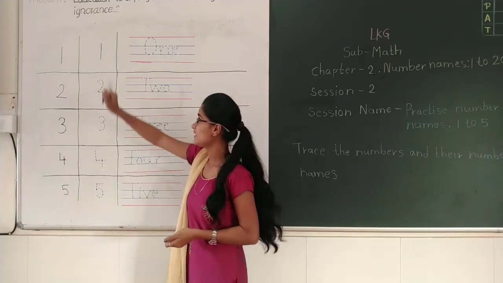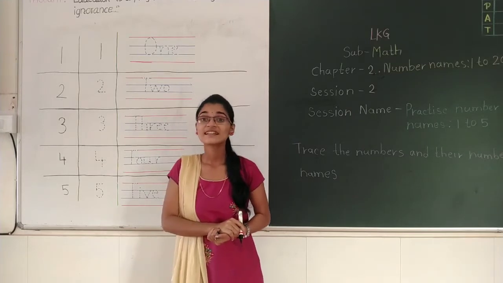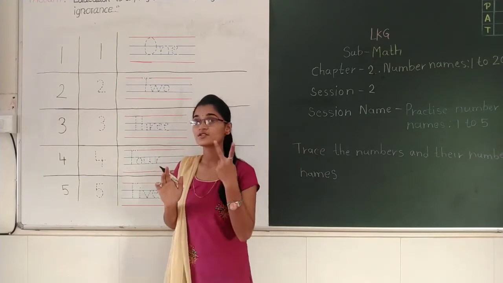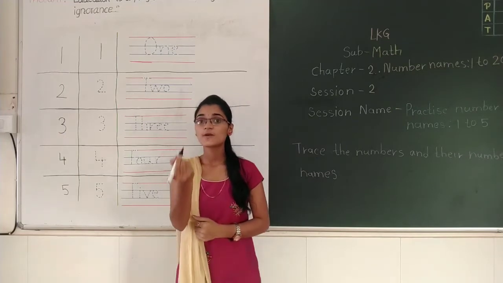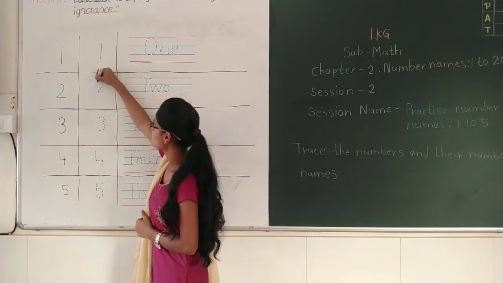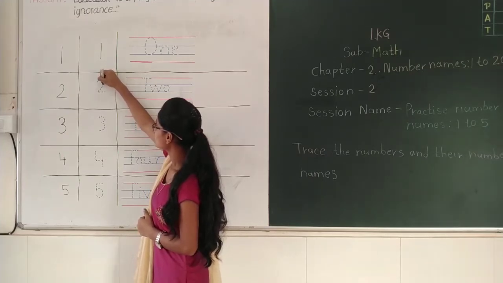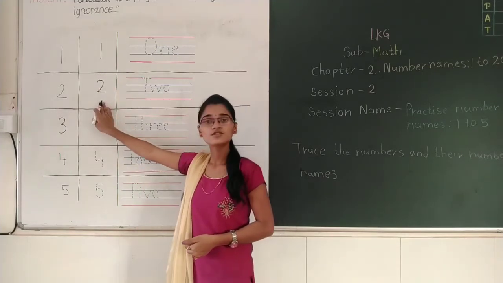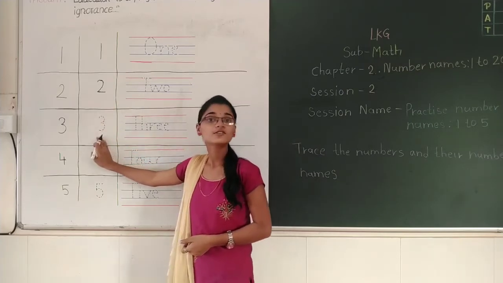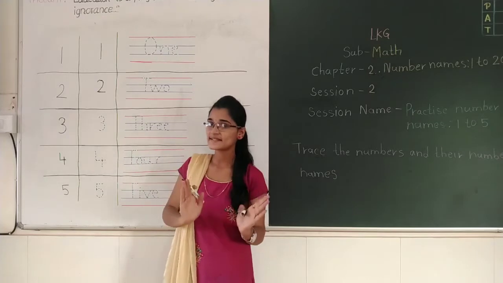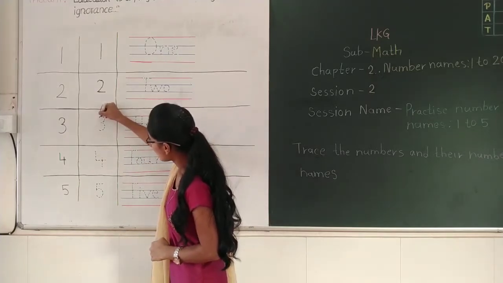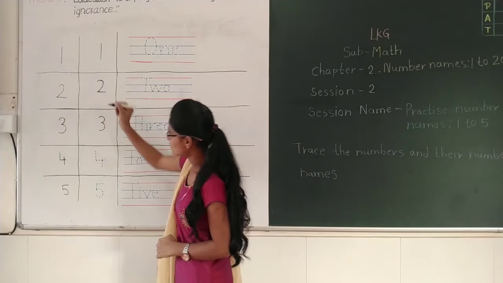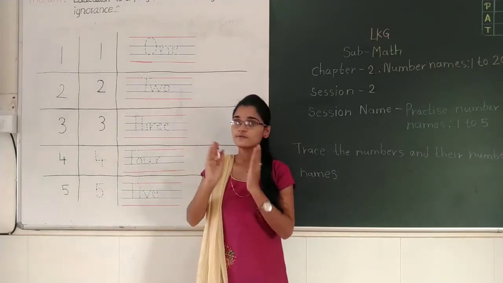Which number is this? Tell me. This is number 1. Now I am going to trace number 2. Put your pencil point on the first dot and follow these dots. So this is number 2. Next is number 3. Again, put your pencil point on the first dot and follow these dots like this. So like this, friends, you have to trace the numbers 1 to 5.